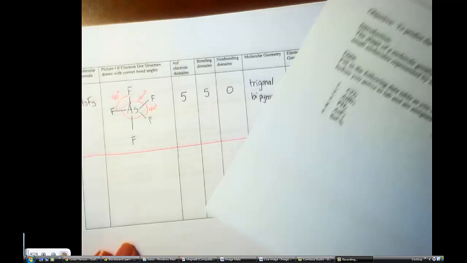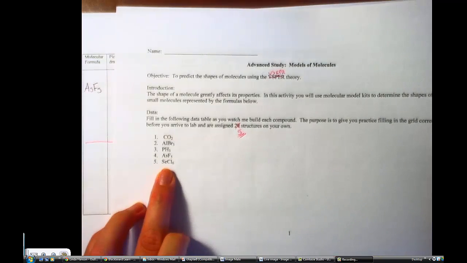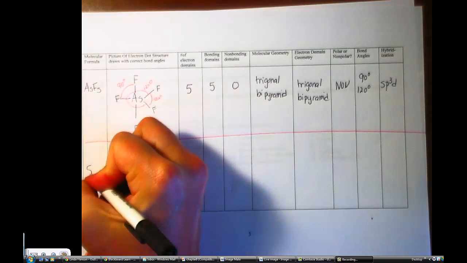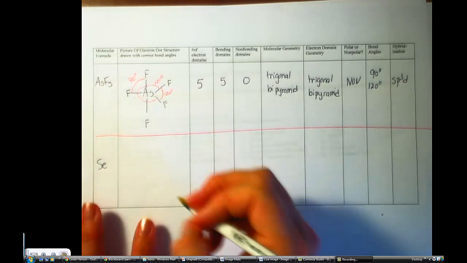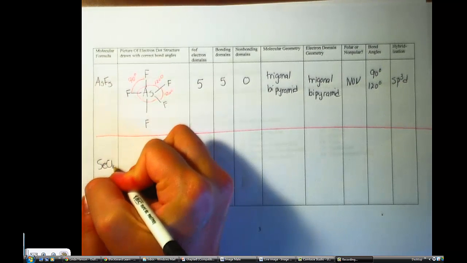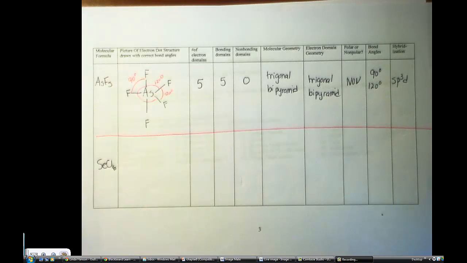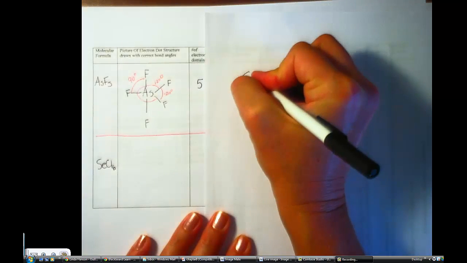And one last compound we're being asked to draw, SeCl6, selenium hexachloride, SeCl6. And again, I'm trying to select some from each part of the VSEPR chart. SeCl6. So some scrap paper. Let's figure this out.